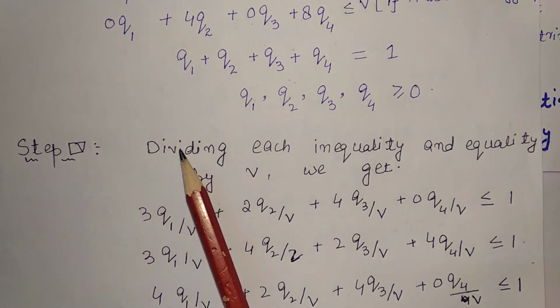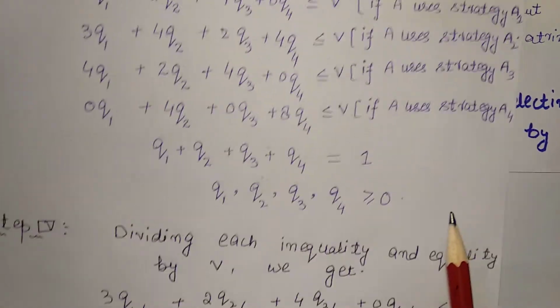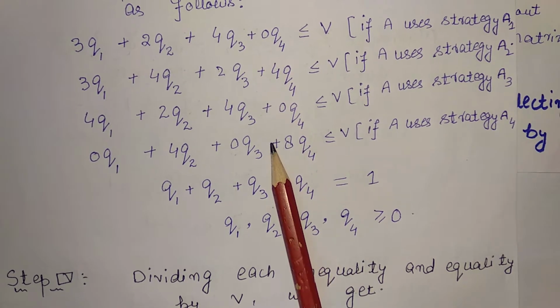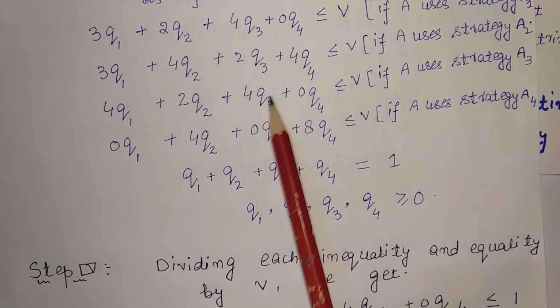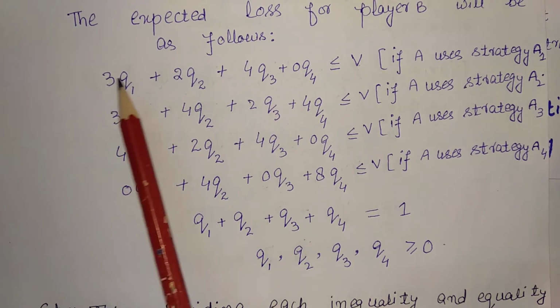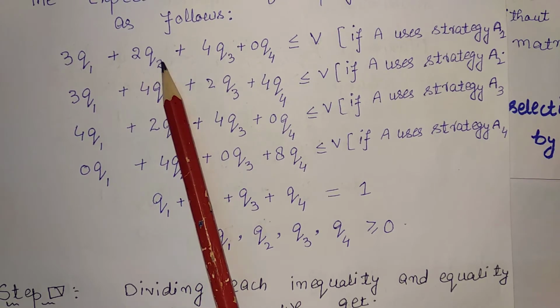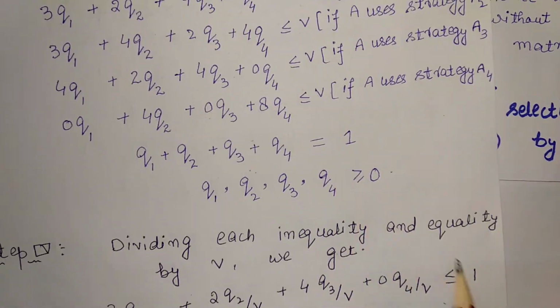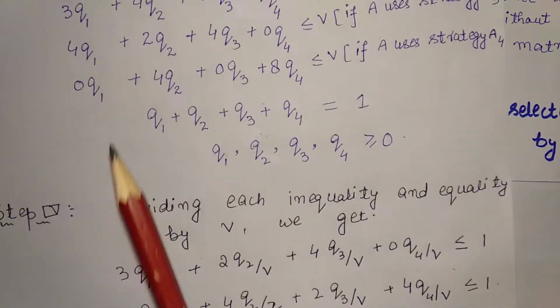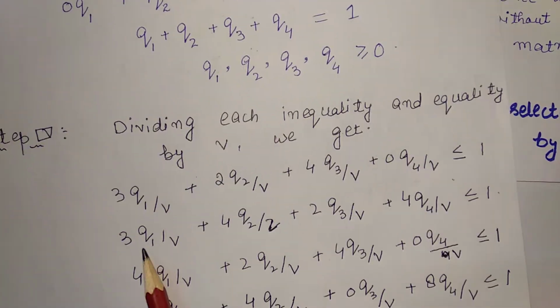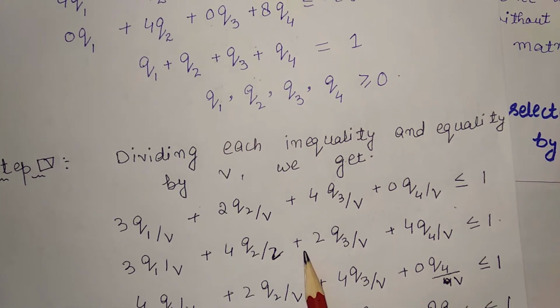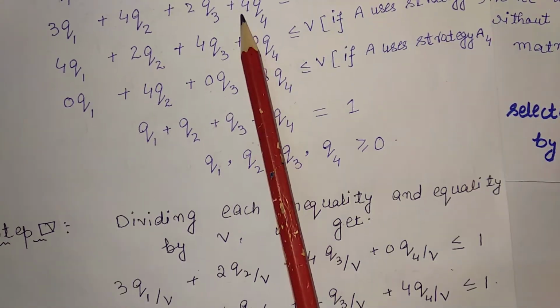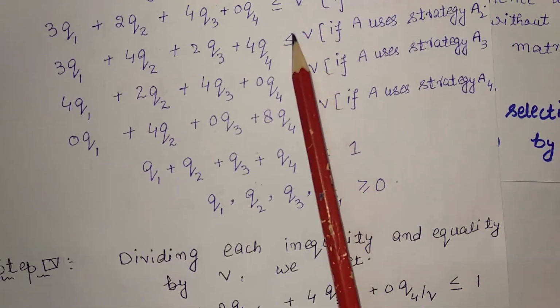In step number 4, we divide each inequality and equality. Here we are given 4 inequalities and 1 equality. We will divide these by V. When dividing the first inequality by V, I will get 3Q1 by V plus 2Q2 by V plus 4Q3 by V plus 0Q4 by V, less than or equal to V by V, which reduces to 1. In the second inequality, 3Q1 by V plus 4Q2 by V plus 2Q3 by V plus 4Q4 by V, less than or equal to 1, because V by V reduces to 1.